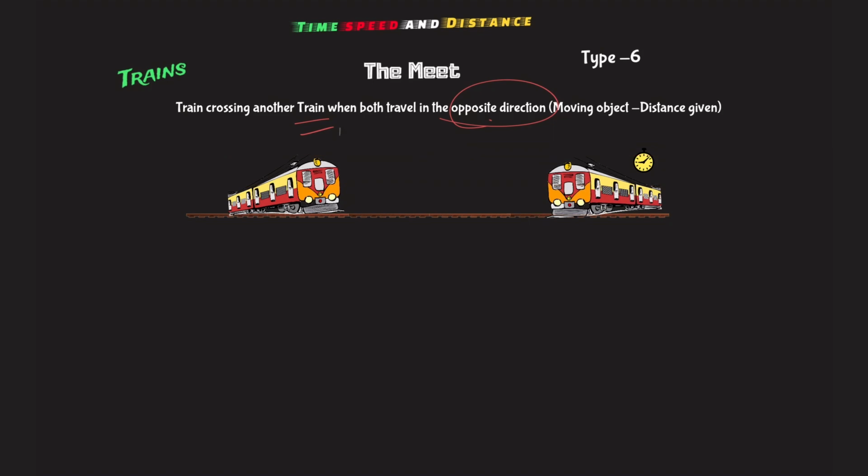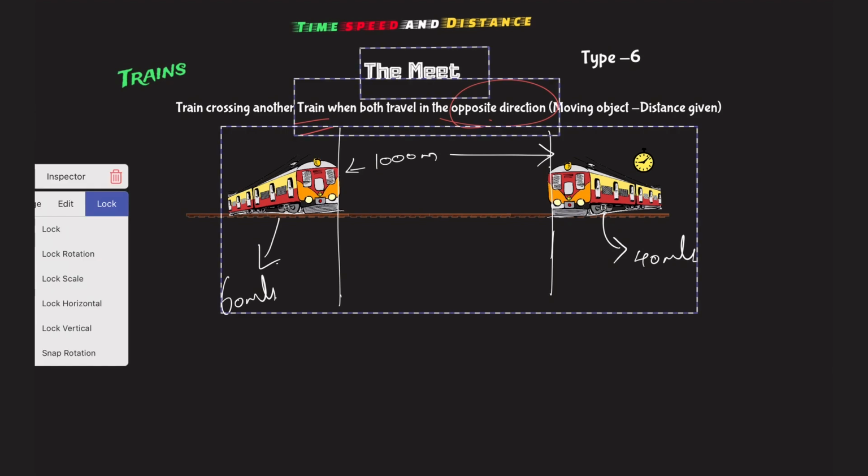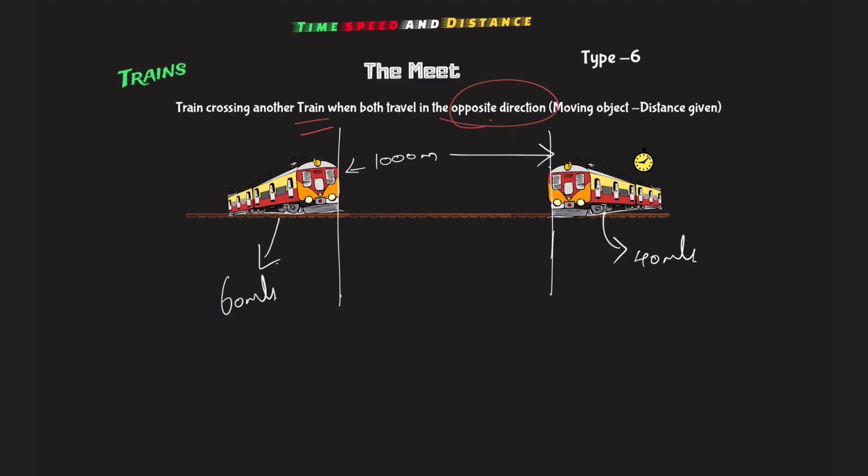Let me say the distance between the two trains is 1000 meters. This is given to me in the problem. Say the speed of this train is given to me as 60 meters per second, and the speed of this train is 40 meters per second. The question being asked is, when will these two trains meet? Time is equal to distance upon speed. These two trains will have to cover together a distance of 1000 to meet.